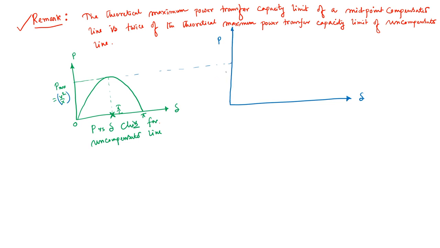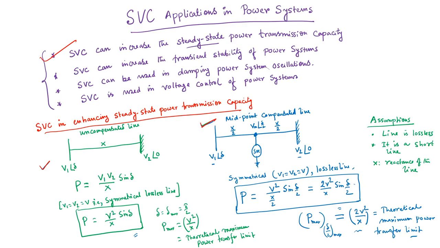So, suppose this corresponds to V square by x, and this corresponds to 2 V square by x, and suppose this corresponds to 0, pi by 2 and pi. Then you know that the theoretical maximum power transfer capacity for this SVC compensated line will happen at delta equal to pi, because here delta by 2 should be equal to pi by 2 for maximum power, P equal to P max. So, delta should be equal to pi for P equal to P max for this particular line, which is having a midpoint SVC compensation.